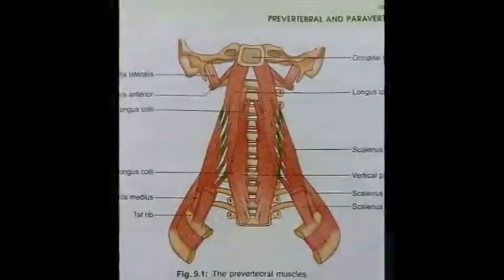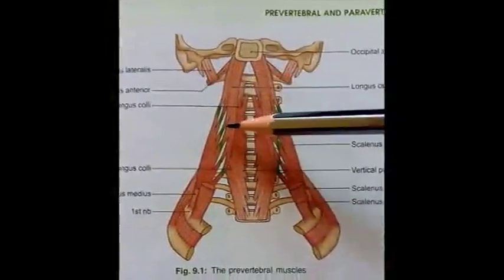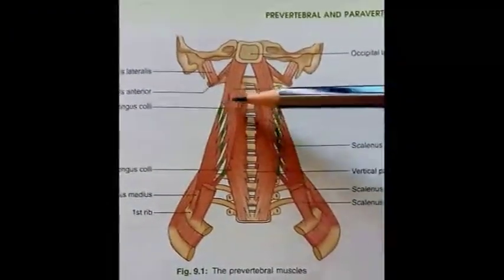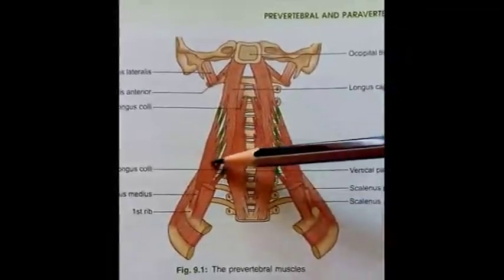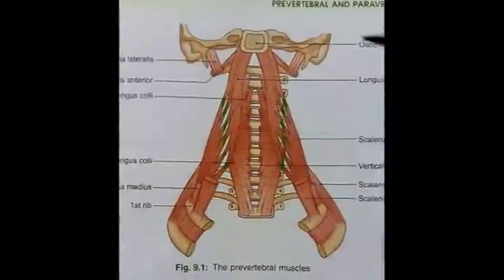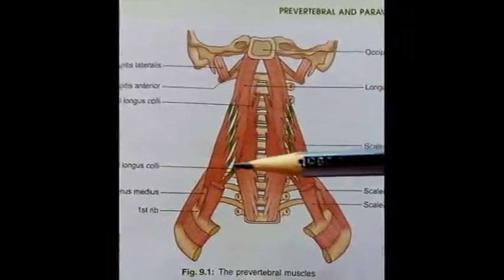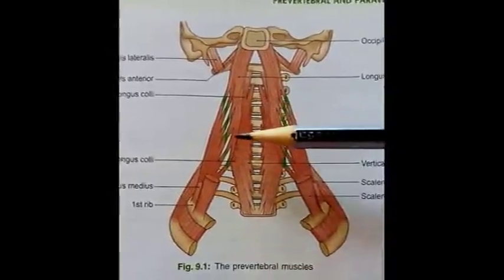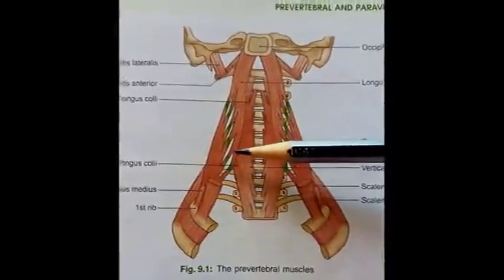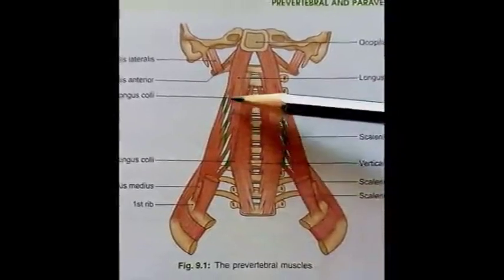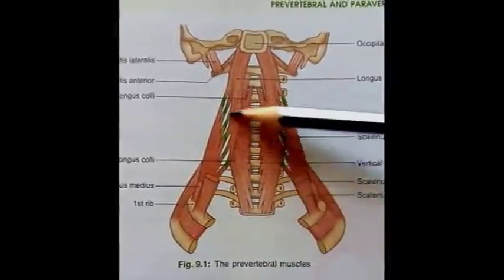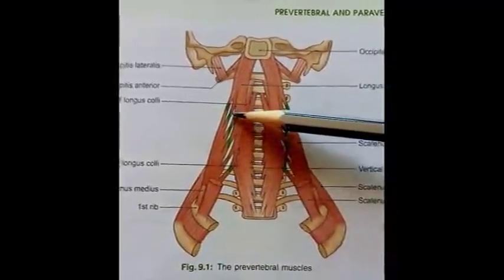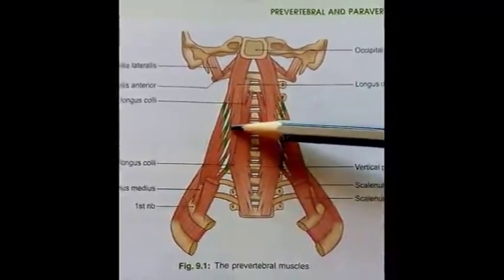Next muscle is longus capitis muscle. This muscle overlaps the longus colli muscle. It is thick above and narrow below. Origin of muscle. The muscle arises from anterior tubercles of transverse processes of cervical vertebrae 3 to 6. So third, fourth, fifth, sixth cervical vertebrae. The anterior tubercle of transverse processes of these vertebrae give origin to this muscle.